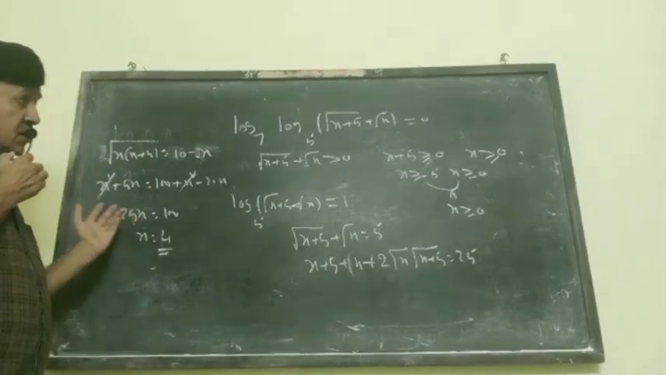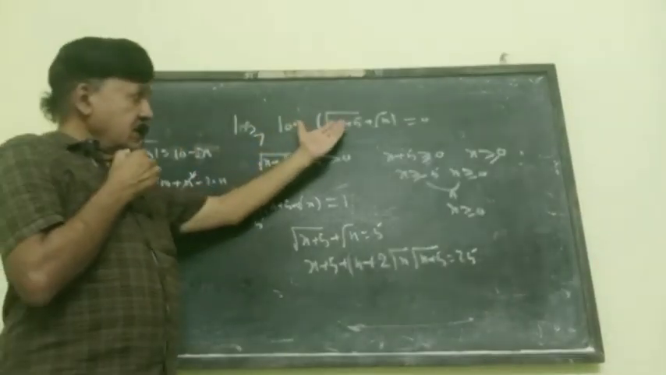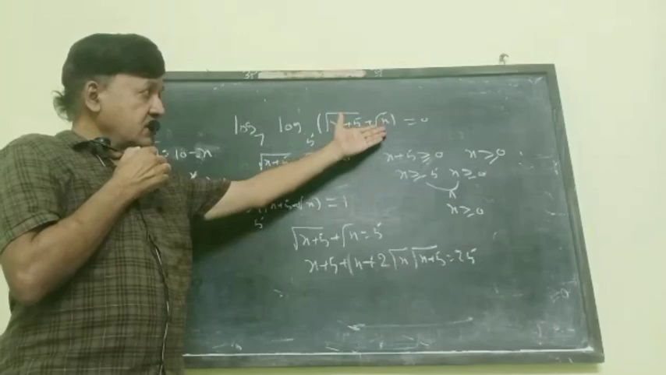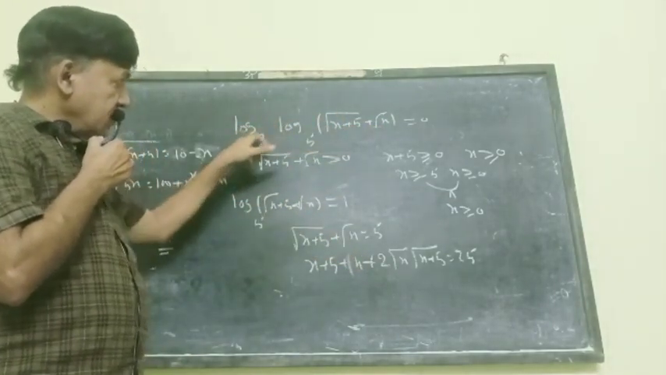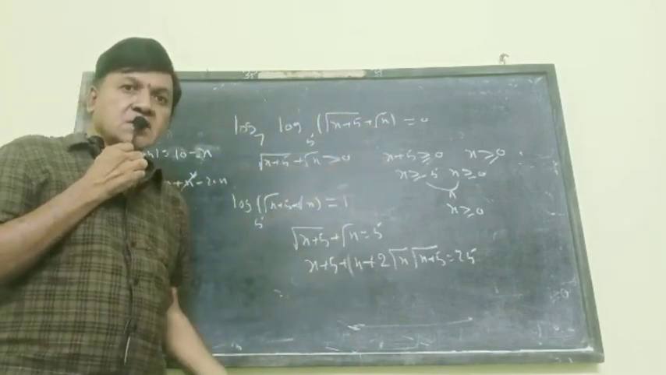Yes, understood? If you put x is equal to 4, you will get this is 3, this is 2, 5. Log 5 to base 5 is what? 1. Log 1 to base 7 is 0. So you can verify like that.